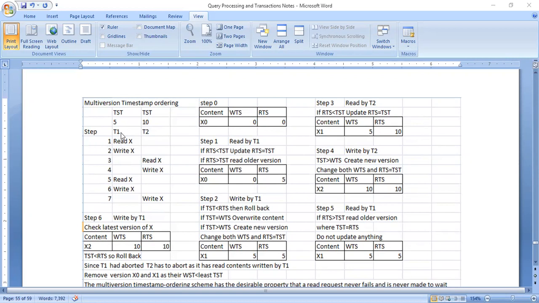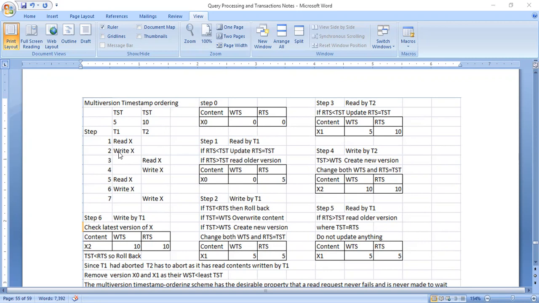At step 1, T1 executes read X. Whenever there is a read, there are two conditions to check. The first is if RTS is less than TS. RTS here is 0 and TS for transaction T1 is 5. The first condition is true. So what we do is update RTS equal to TS. So this RTS will be changed to the TS, that is 5. Here we have changed the value to 5 and the rest is the same.